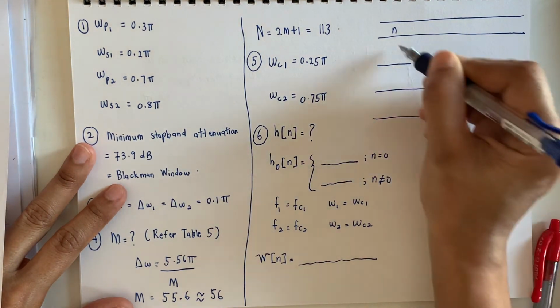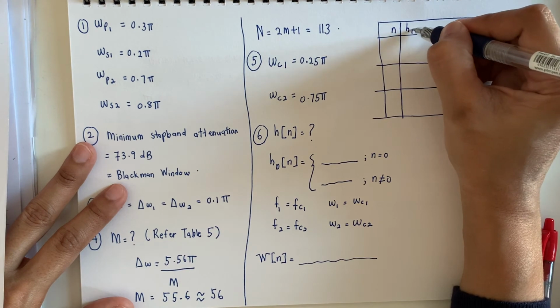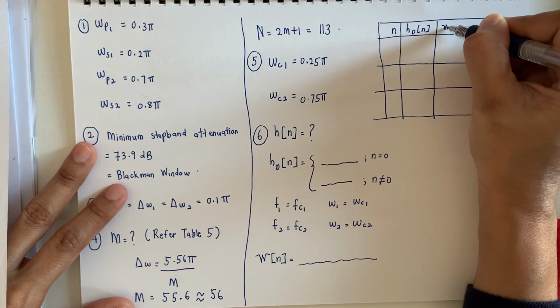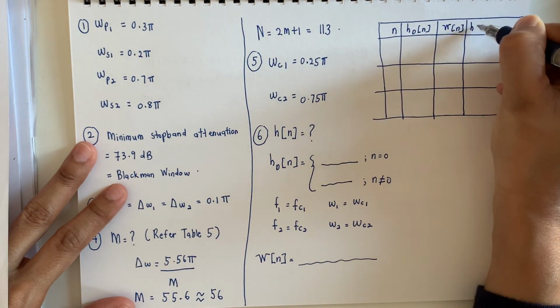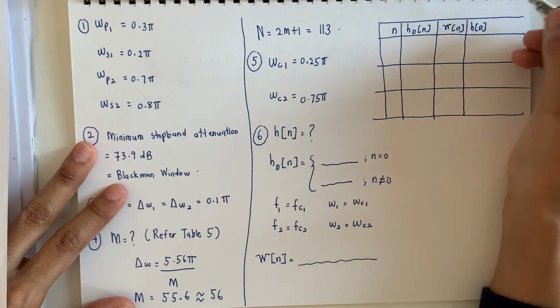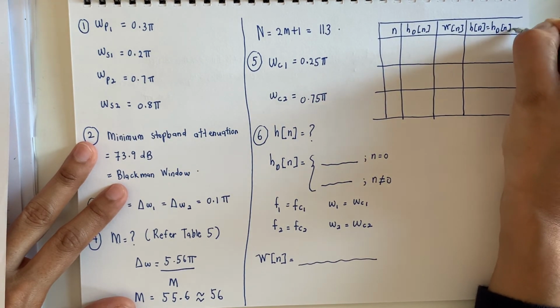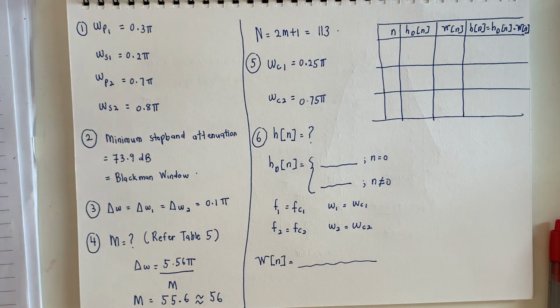After that, for you to determine Hn, I advise you to write down a table. So in your table you should have Hdn, Wn, and then you should have your Hn. So how to get Hn? Hn is Hdn times Wn. Again, in this question, it didn't state.